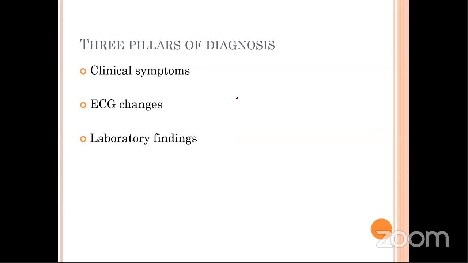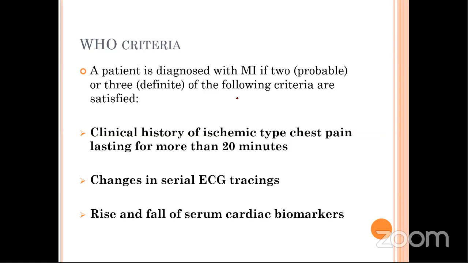Now coming to the most important part of the whole thing, the diagnosis. There are three pillars of diagnosis: clinical symptoms, the ECG changes, and the laboratory findings. And WHO says that the patient is diagnosed with myocardial infarction if 2 or 3 of the following criteria are satisfied. If 2 are satisfied, then it is a probable diagnosis. If all the 3 are present, then it is a definite diagnosis. So what are these 3?